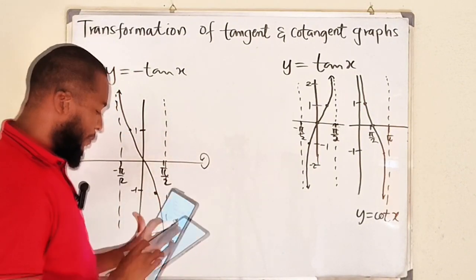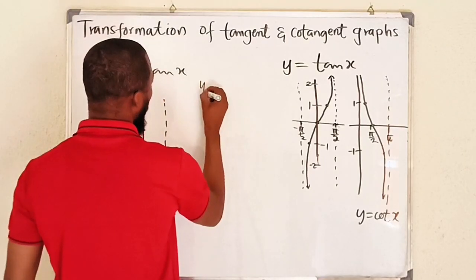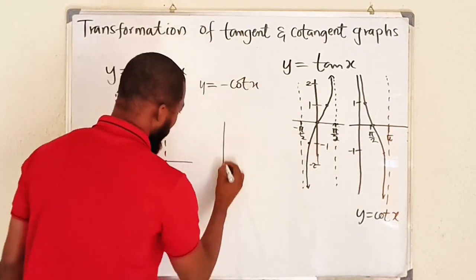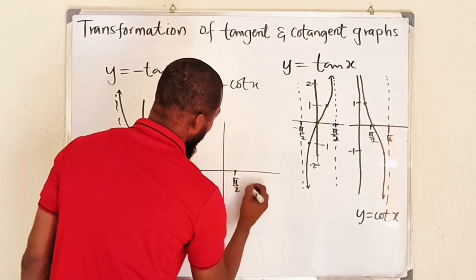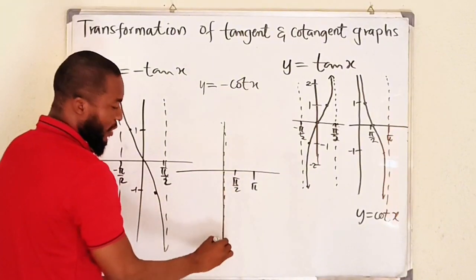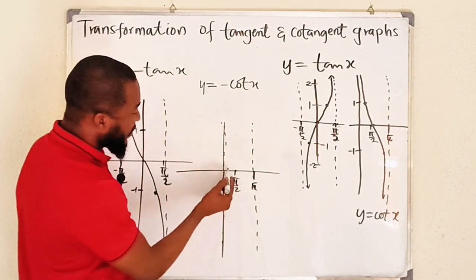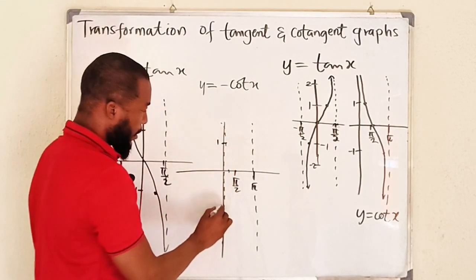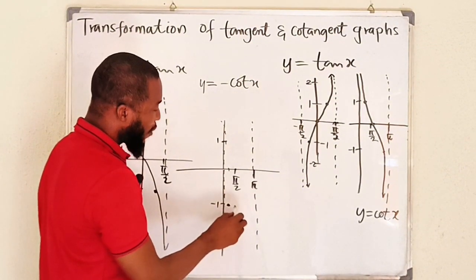Next transformation, we're asked to transform cotangent of x. Y equal to negative cotangent of x. Similar to this one. You remember we used to have pi/2 here. We used to have pi here. We have our two asymptotes, one at origin and one at pi. Then this point here, which is pi/4, used to be at 1. But now it is going to drop down to -1.